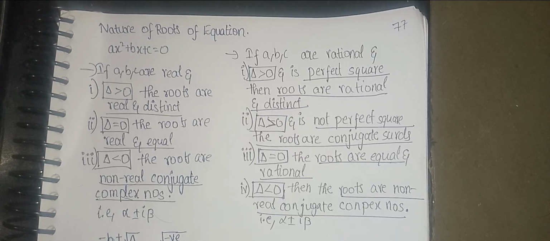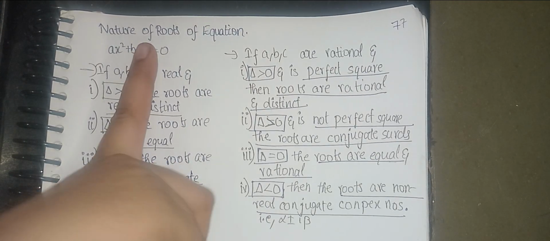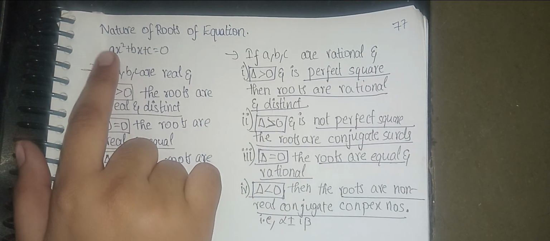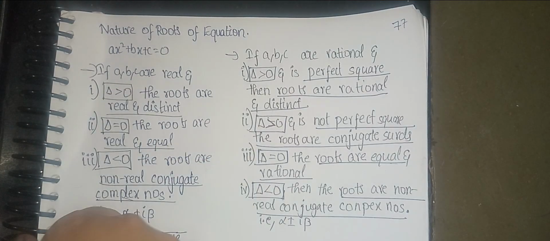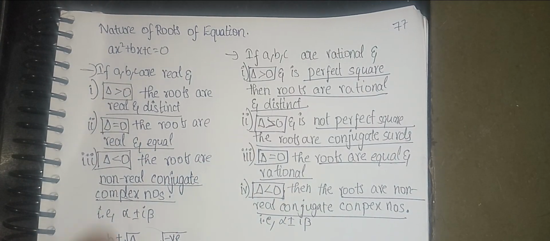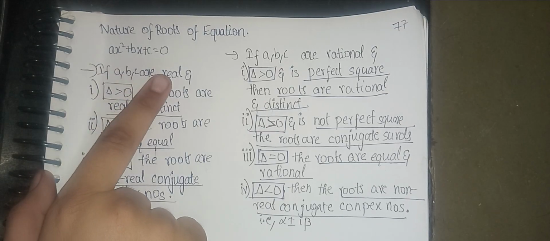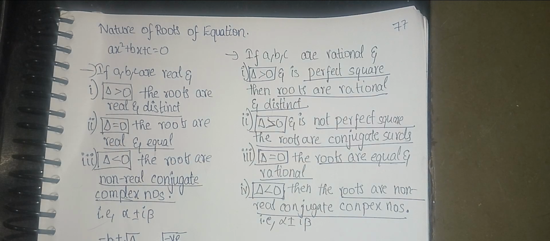Today we will continue quadratic equations part 2, and in today's class we are going to discuss the nature of roots of an equation. Consider a quadratic equation ax² + bx + c = 0. There will be two cases: if a, b, c are real numbers, and if a, b, c are rational.